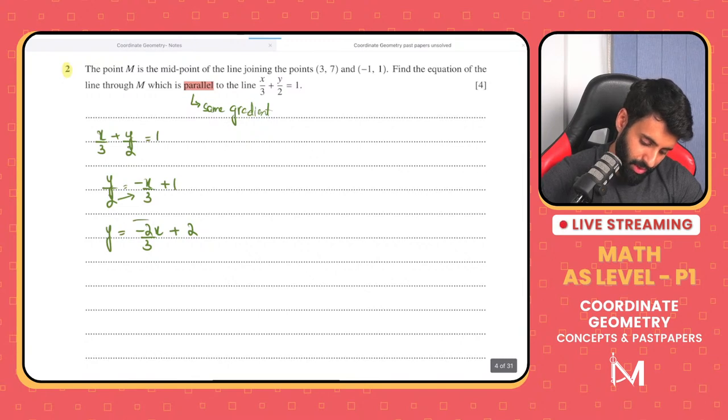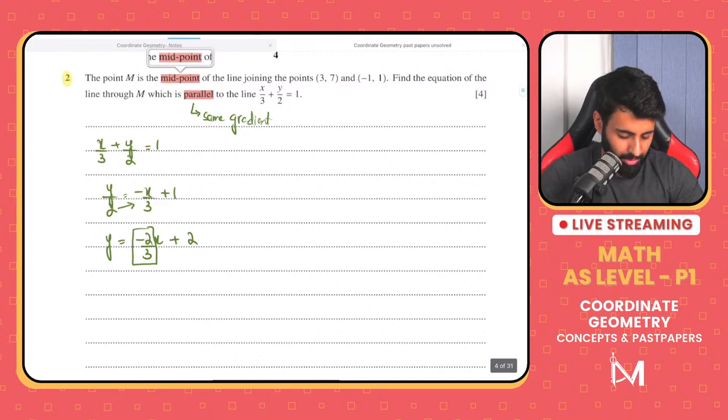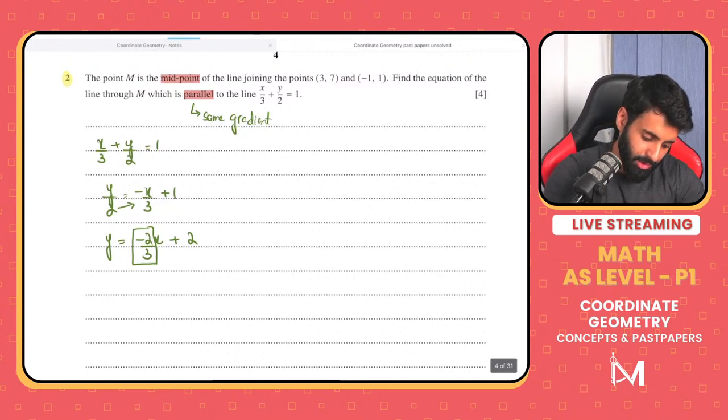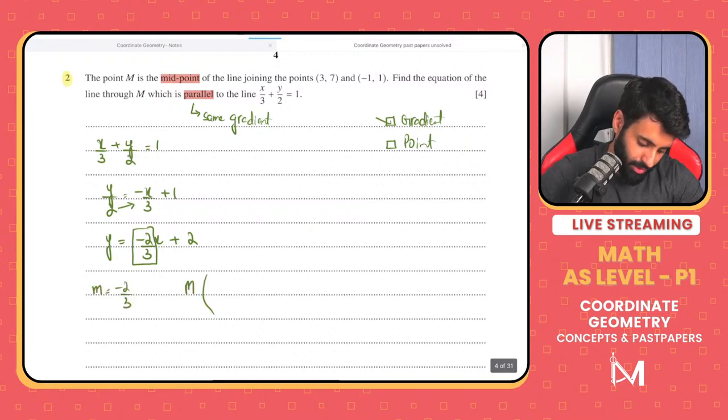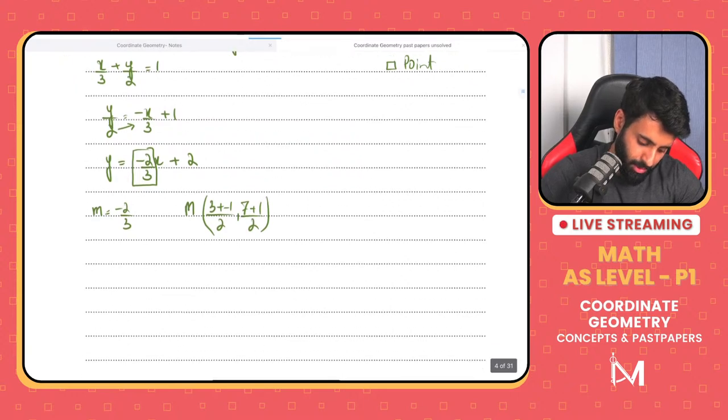Okay, so we have the gradient, and where is the line passing through? Actually, there was another keyword in this question, and that was midpoint. So that means we can check that gradient box, okay, but we still need to find out the point through which the line is going to pass, for which we need to find the midpoint. So 3 plus minus 1 upon 2 and 7 plus 1 upon 2. So 3 plus minus 1 is 2. 2 upon 2 is 1. 7 plus 1 is 8. 8 upon 2 is 4.